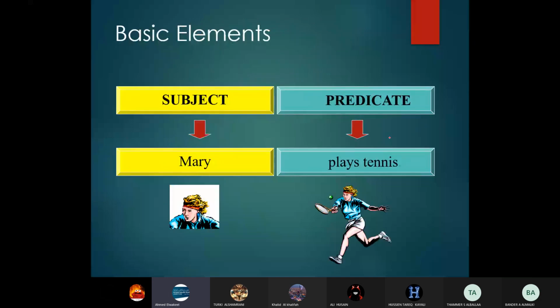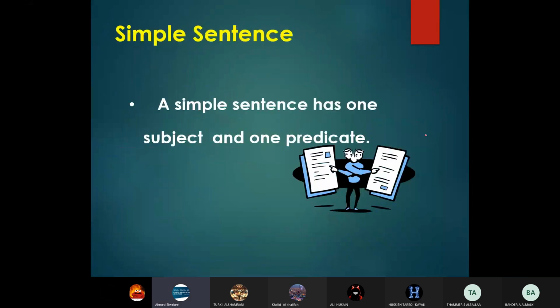For example, we say Mary plays tennis. Mary is our subject and plays tennis is the complete predicate, which consists of the verb plays and the object tennis. So the simple sentence: one subject, one predicate. Complete and complete, of course.